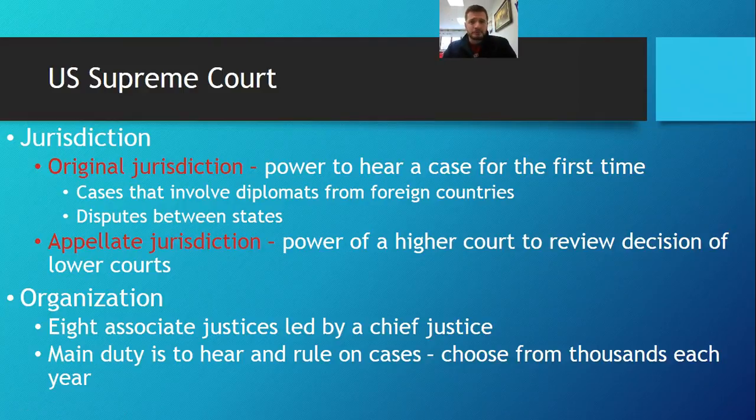We're going to pick up back where we left off, talking about the Supreme Court and the judicial branch. So let's go ahead and get right to it.